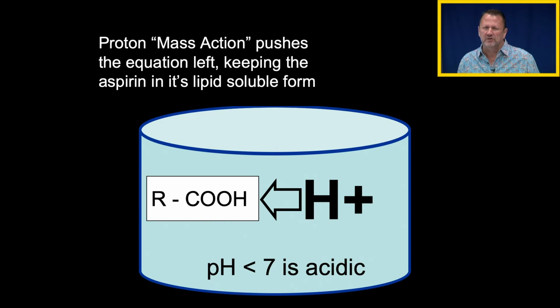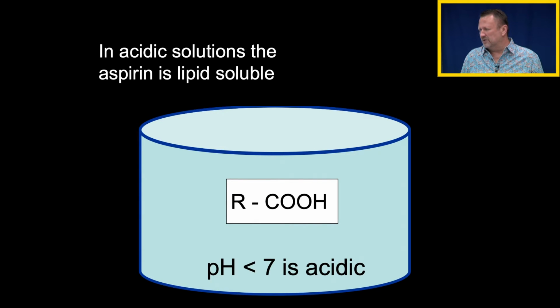So when you take an aspirin and it sits in your stomach, like a lot of medication, they can sit in the lipid-soluble form, and being the lipid-soluble form, they're more easily passed through membranes. So in acidic solutions, the aspirin is going to be more fat-soluble.